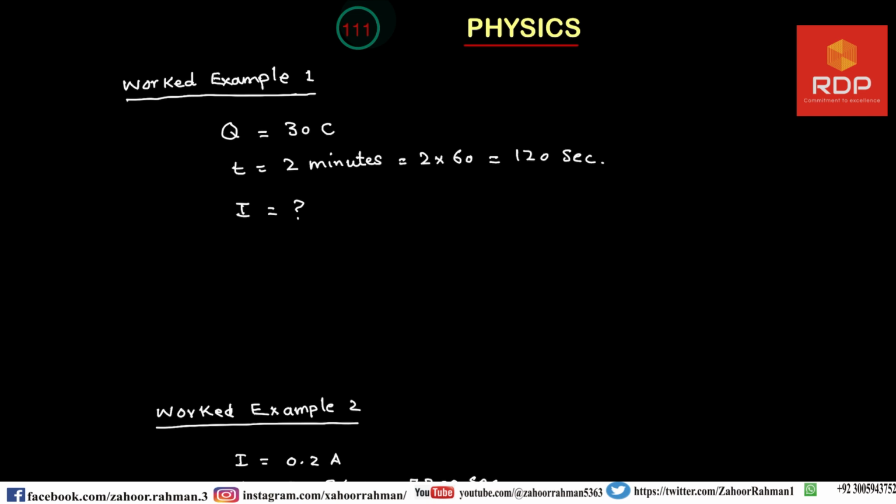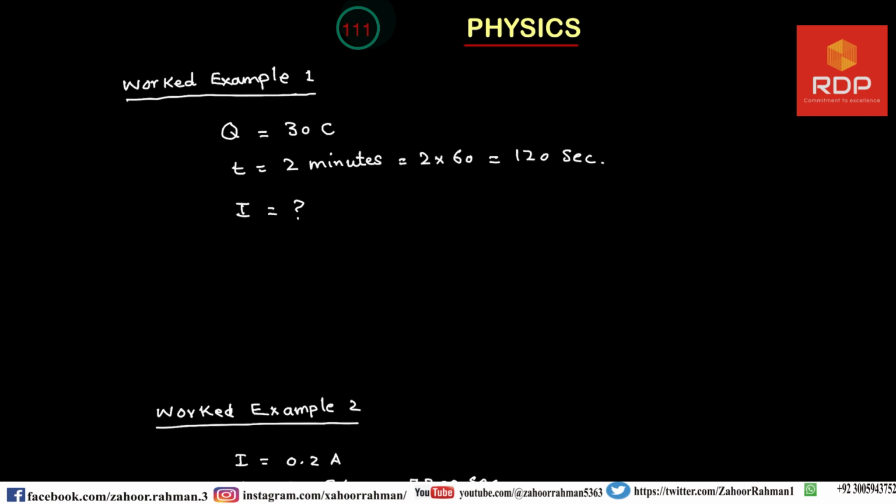The worked example is saying, if 30 coulombs of electric charge flows past a point in a wire. Because charge is represented by capital letter Q, I wrote that 30 coulombs in 2 minutes. We need the standard unit as a second, so we have to convert these 2 minutes into seconds. For that we have to multiply 2 with 60 and as a result we will get 120 seconds.